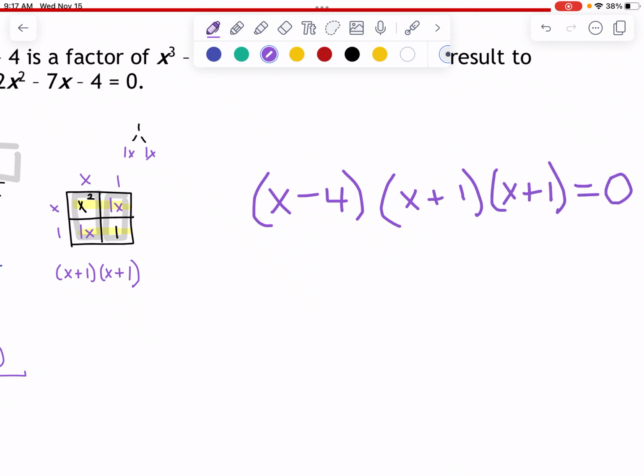I'm looking for what makes this 0. All right, at this point, I have some mini algebra problems to take a look at. So I have x minus 4 equals 0. I have x plus 1 equals 0.